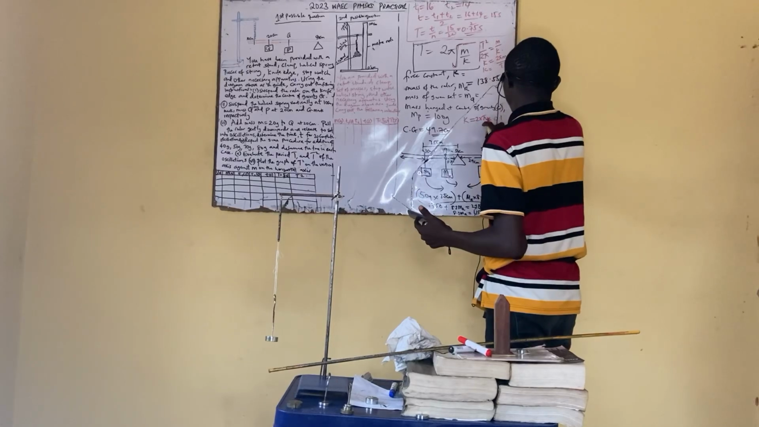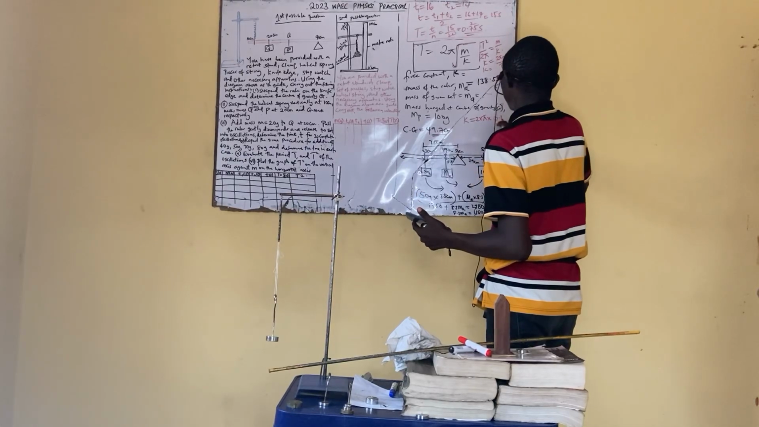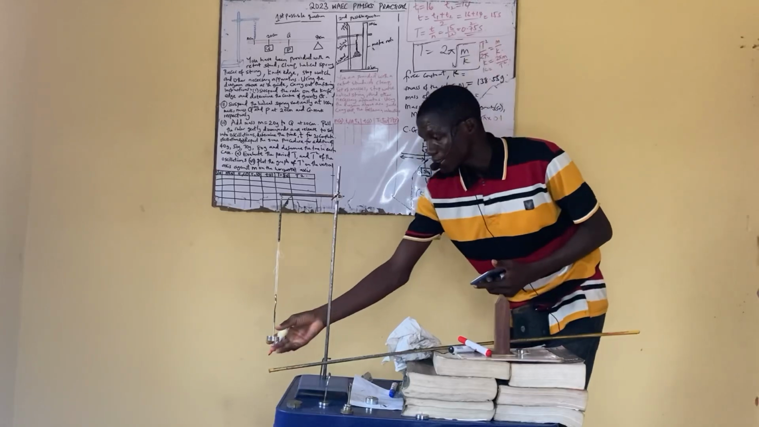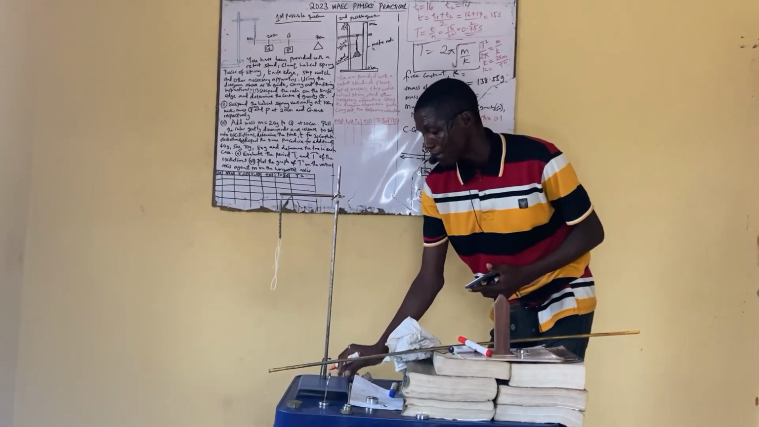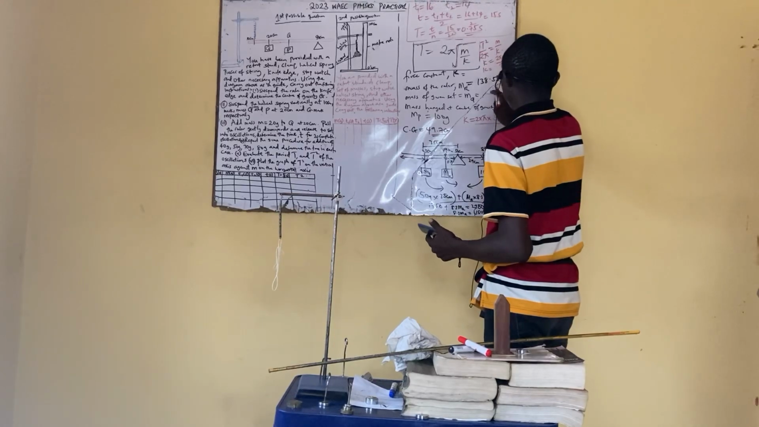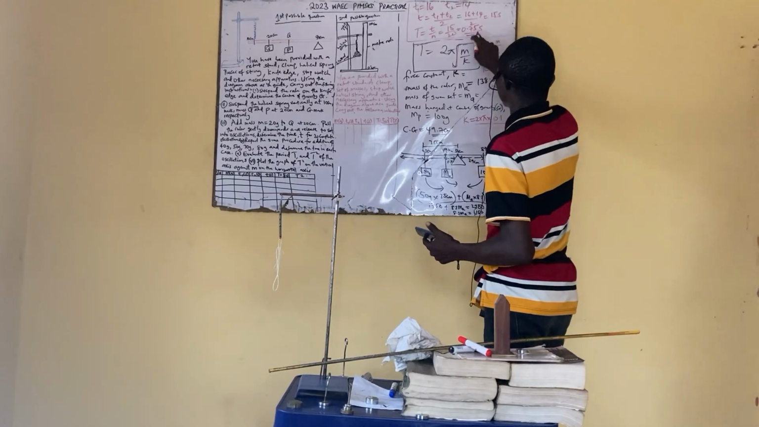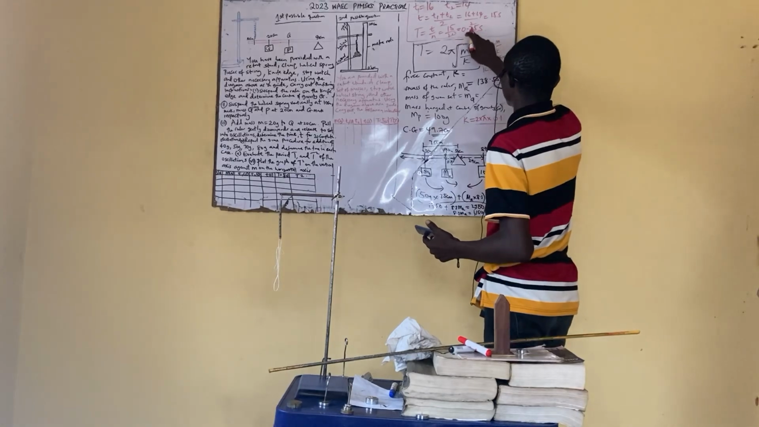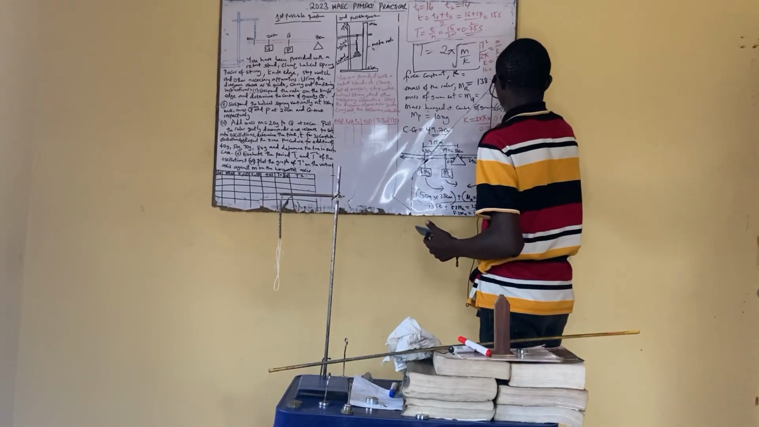So 2 times 5 times 0.1, which is what? The mass of this in kilogram. So divided by 1000 is 0.1, all over T squared. What is T squared? 0.75. T squared is 0.75 all squared.